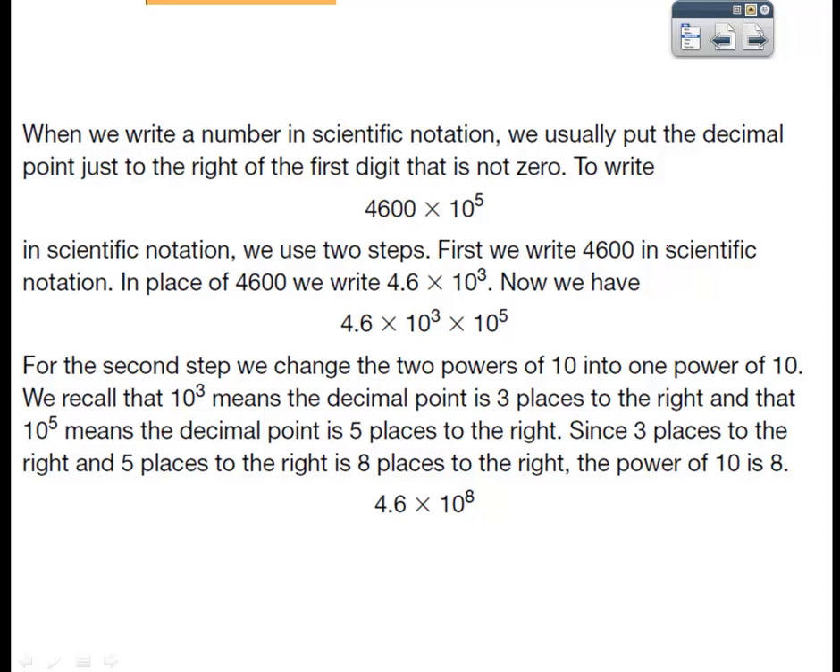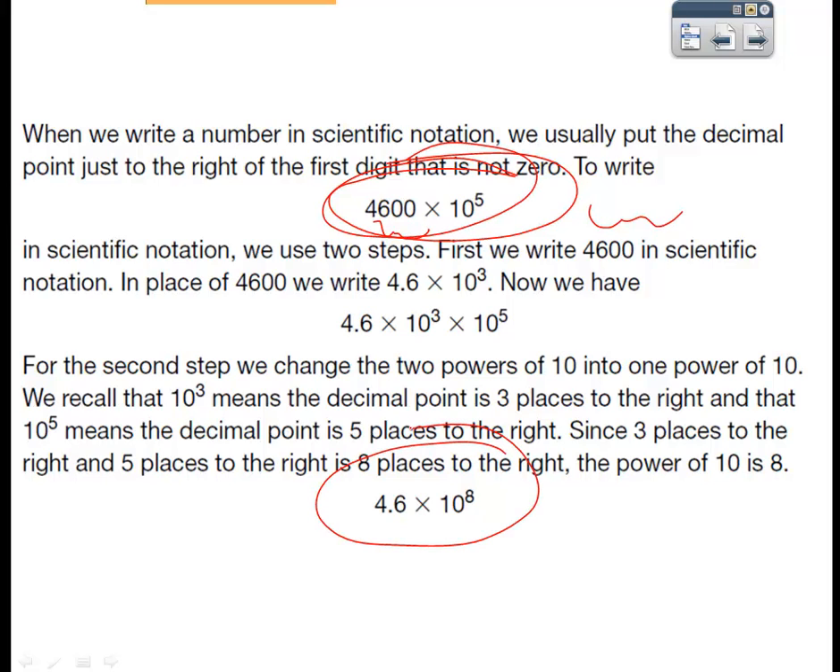So when we write a number in scientific notation, we usually put the decimal point just to the right of the first digit that's non-zero. So if you've got 4,600 times 10 to the 5th, normally we would put the decimal right after the 4, and then we'd come over 1, 2, 3, and we'd write 4.6 times 10 to the 3. We've already got the 10 to the 5. So what this really equals is 4.6 times 10 to the 8th, because we already had 5 and then we added the 3.